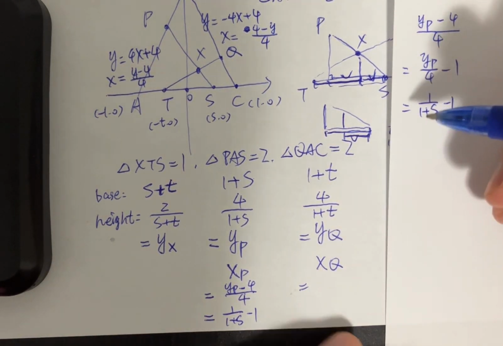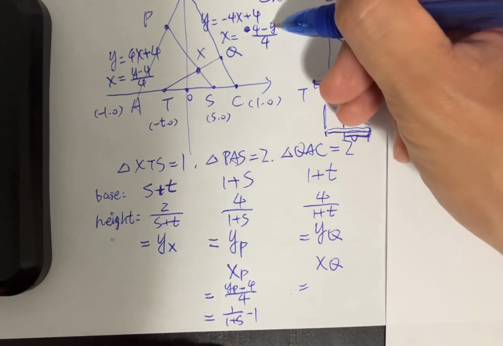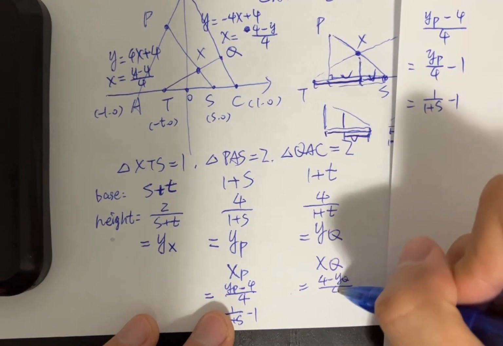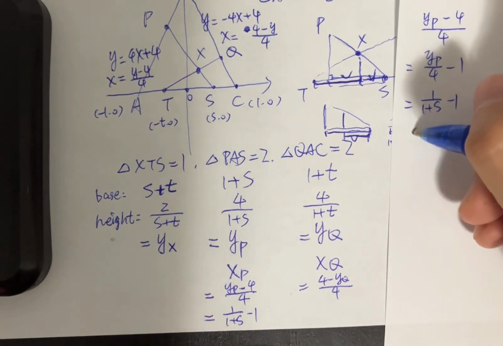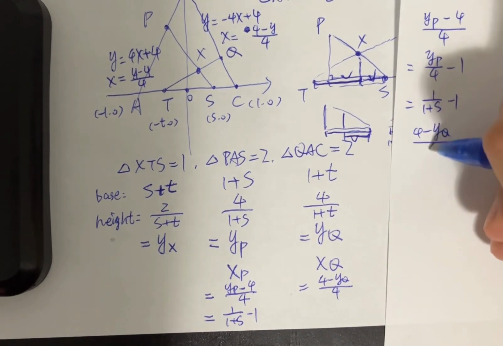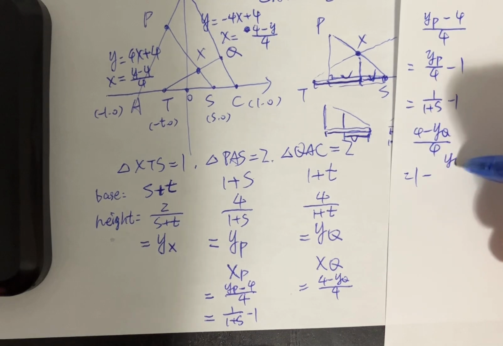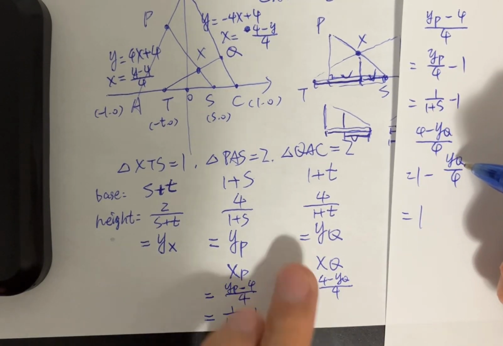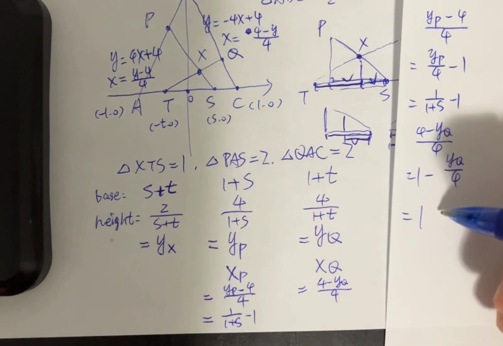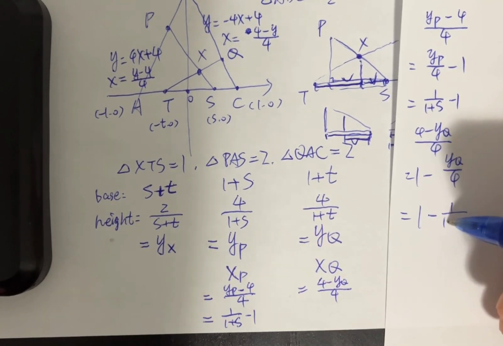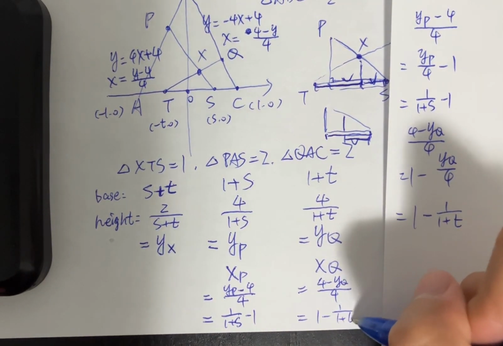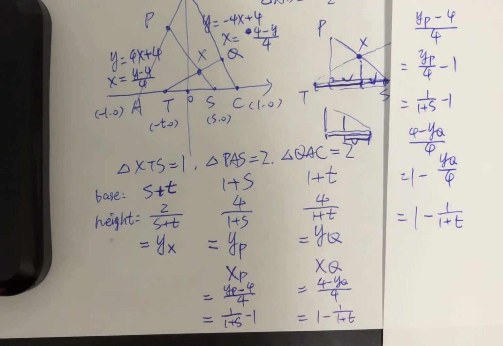How about XQ? XQ should be, let's plug this in, (4 minus YQ) divided by 4. That is 1 minus YQ divided by 4. What is YQ? Here we go, YQ is 1 minus 1 over 1 plus T. Now we've got XP and XQ.